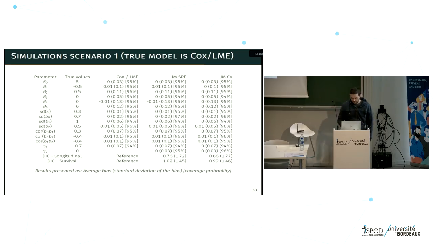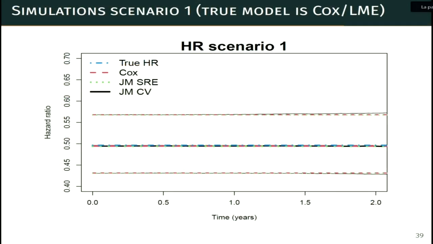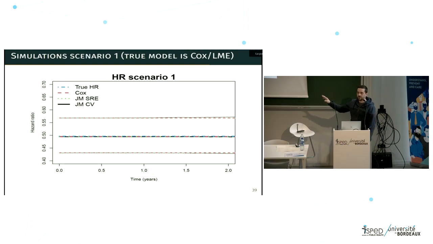They do the same. And if we compare the hazard ratio of interest, we get the same result. The constant hazard ratio, because the true model is the COX, so the true hazard ratio is constant. We also recover it with both joint models, especially the one that allows for time dependence. It still gives the same and with the same uncertainty here.